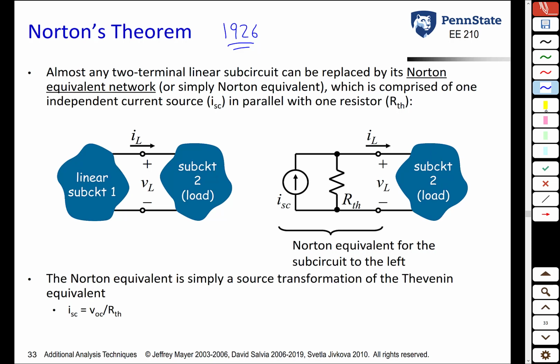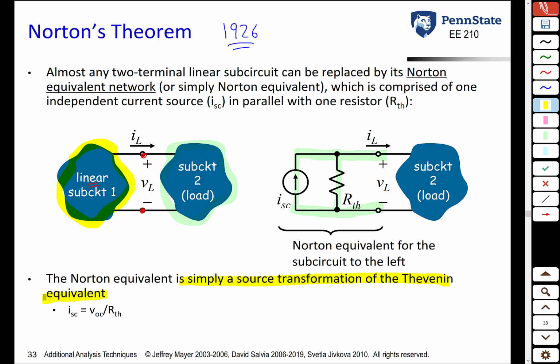Norton's theorem says that if you have two subcircuits, subcircuit 1, subcircuit 2, connected at 2 points, and if subcircuit 1 is linear, as far as subcircuit 2 is concerned, subcircuit 1 can be modeled as a current source, call it ISC, and a parallel resistance called R Thevenin. If you look at it, this is nothing more than the source transformation of the Thevenin equivalent.